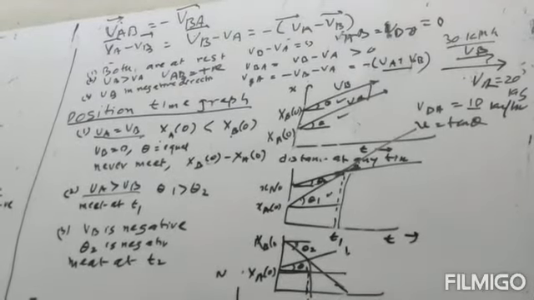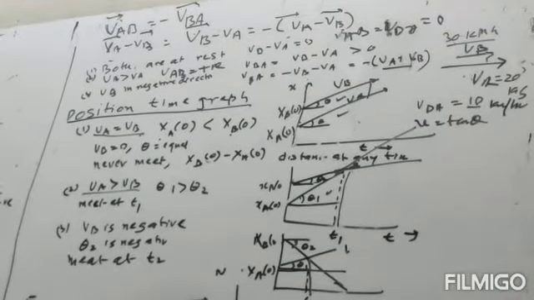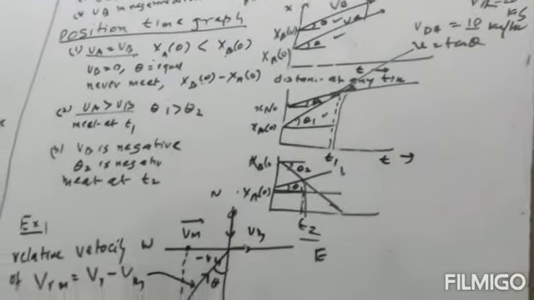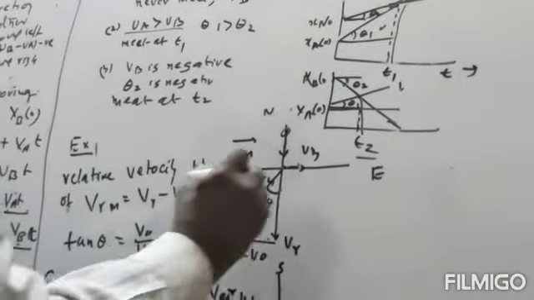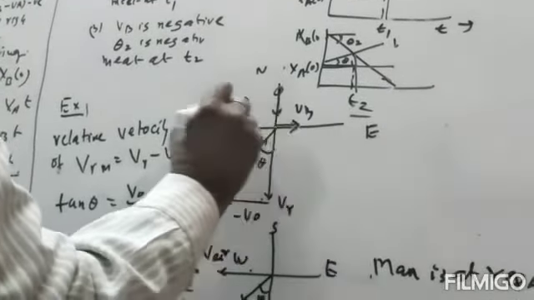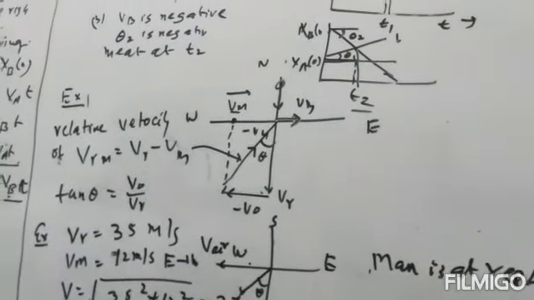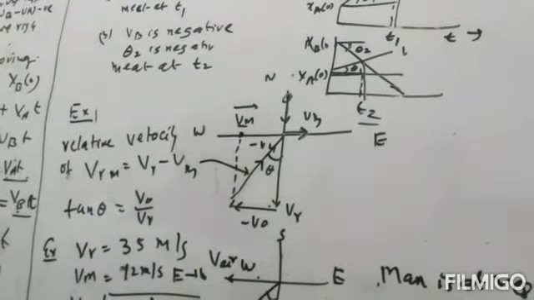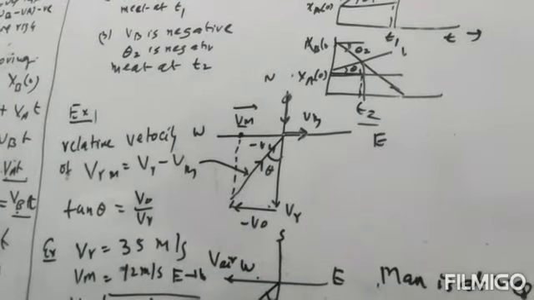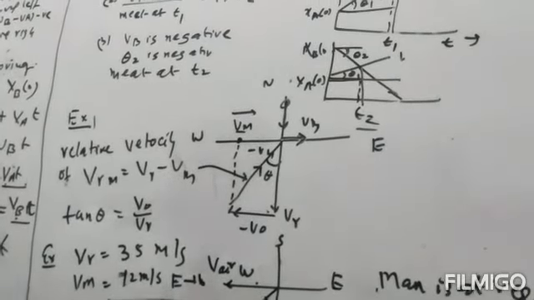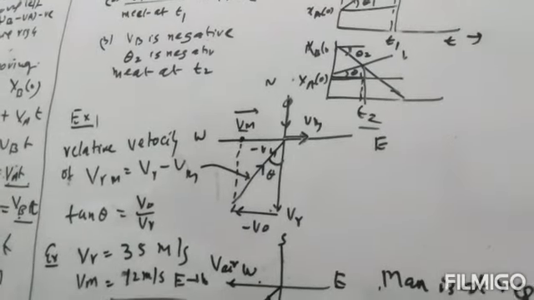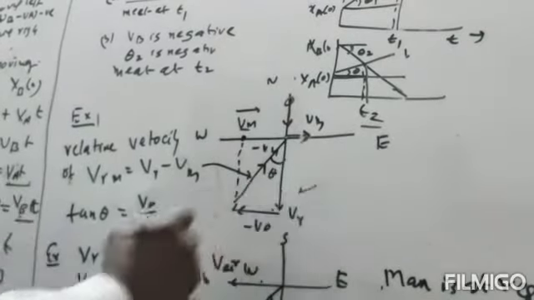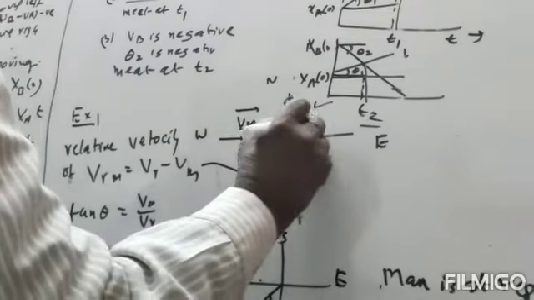Suppose raindrops are falling vertically downward and a man is moving with the velocity Vm towards east. So the man is moving towards east with the velocity Vm. Then we have to find in which direction he should hold the umbrella so he does not get wet. So this is the direction of Vr. This is the direction of V man.